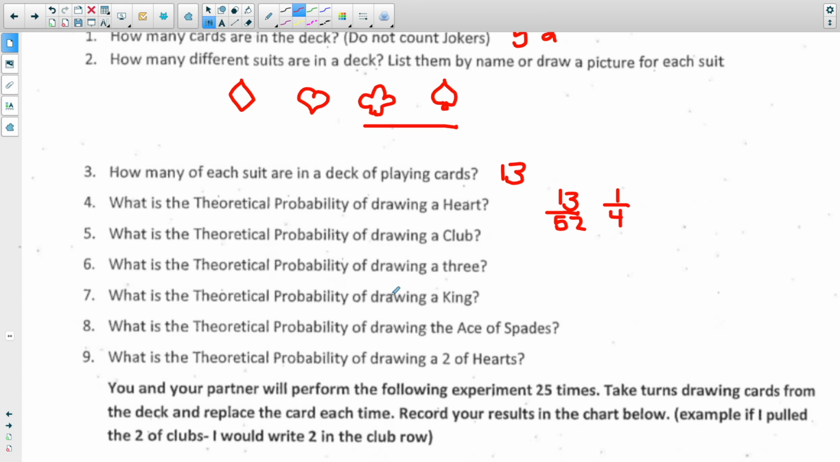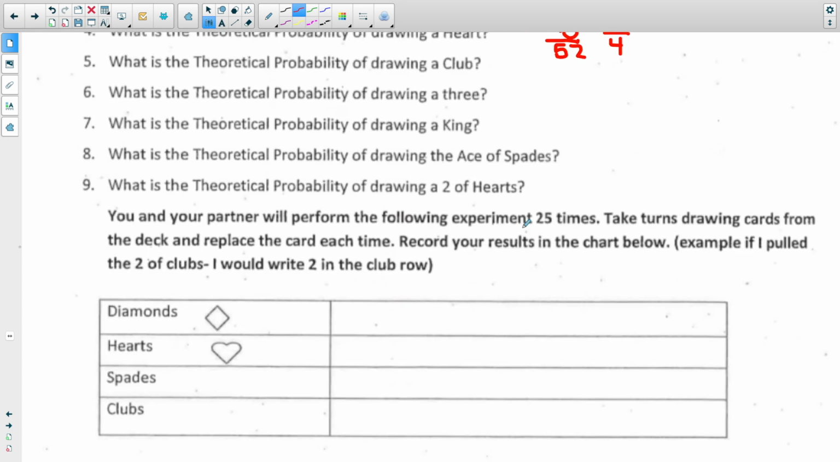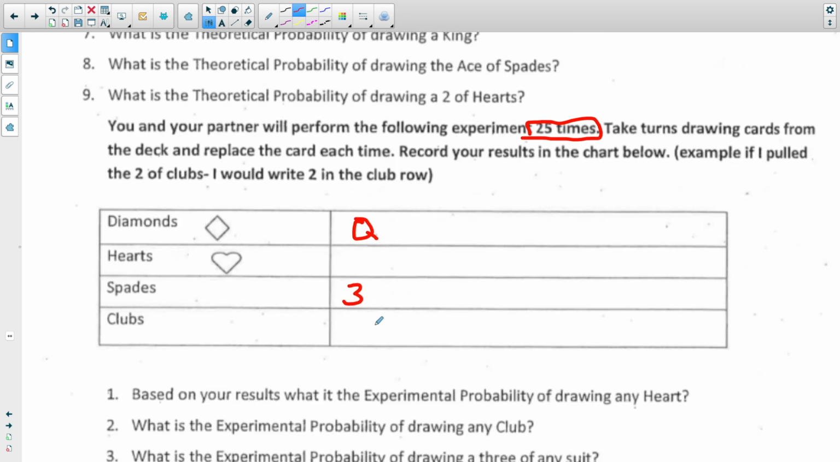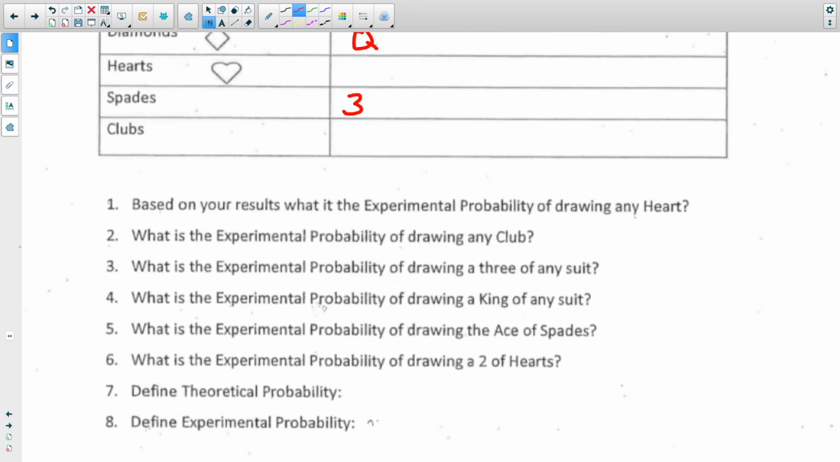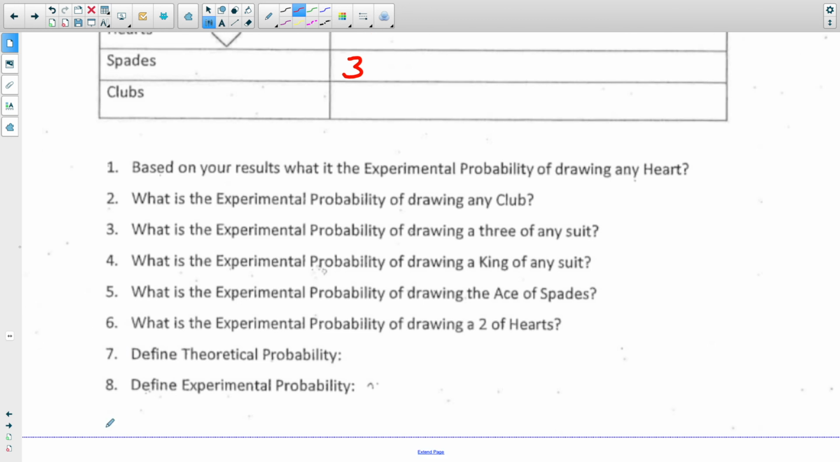So you can fill out this top. After that, you and your partner are going to do an experiment 25 times. Make sure you do it 25 times, which means every time you're going to take turn drawing a card. Then you're going to record it. So let's say you reach in, you draw a card, and you get a 3 of spades. Under my spades, I put a 3. Then I reach in again and get a queen of diamonds. Under my diamonds, I put a queen. We're going to do that 25 times, and we're going to record our results. And then we're going to answer these questions down below.